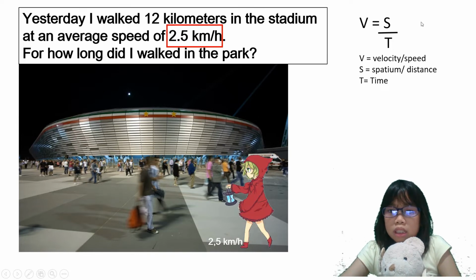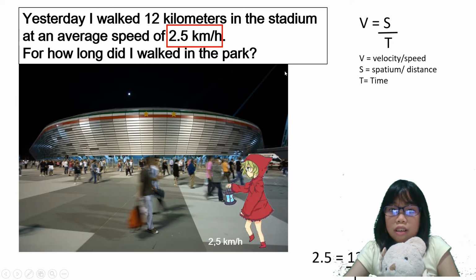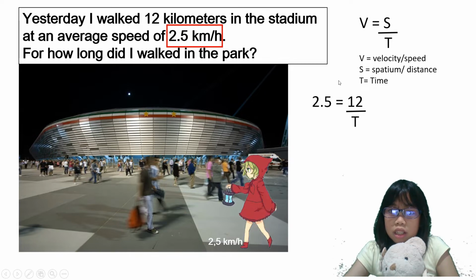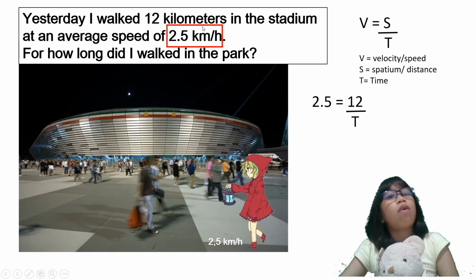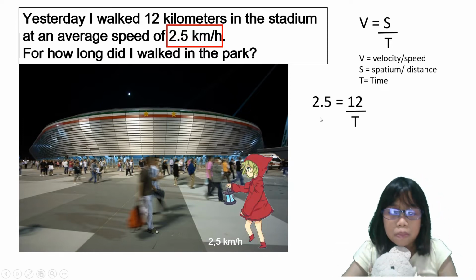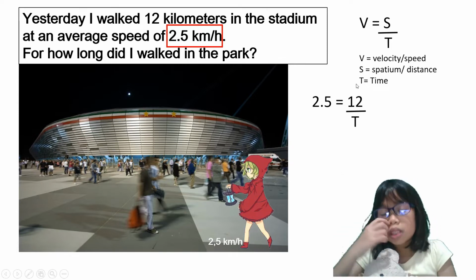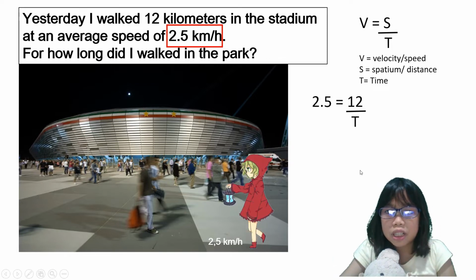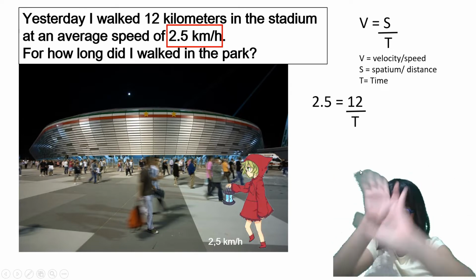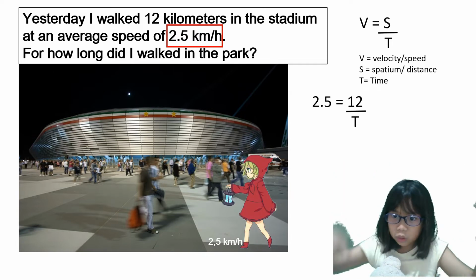So the velocity, the speed, is 2.5 kilometers per hour, which is V, and the S, the distance or spatium, is 12 kilometers. This is for how long I walked in the park. We don't know the time, so we're just gonna put T. We can do this by changing it around and putting T over here.